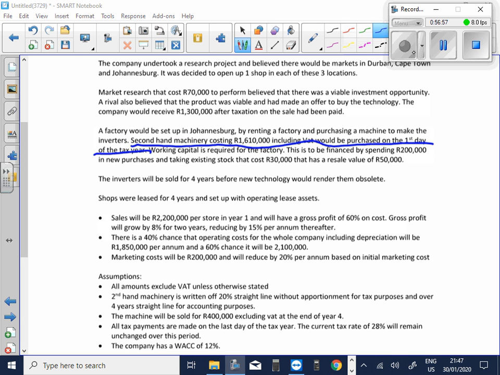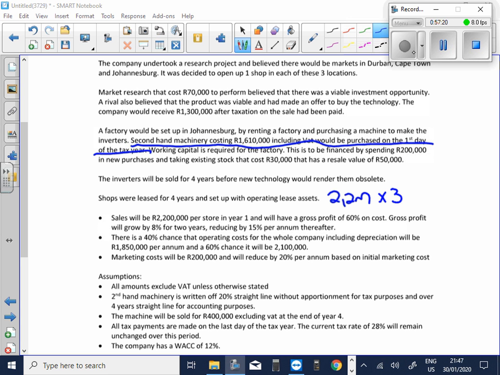Guys, so this is kind of like what you should have done. And if you make a mistake, please learn from this, because it gets asked in exams often. Guys, it's 2.2 million per store. Did you all remember to times it by 3? Yes? Now, guys, I just want to put my profit into my cash flow. Are you guys comfortable with that?